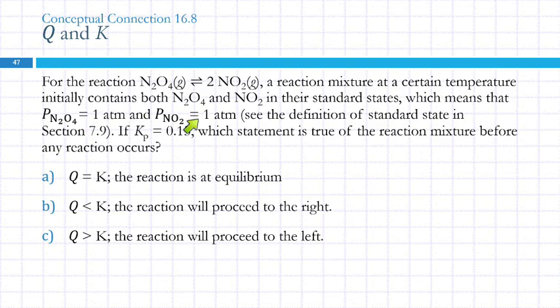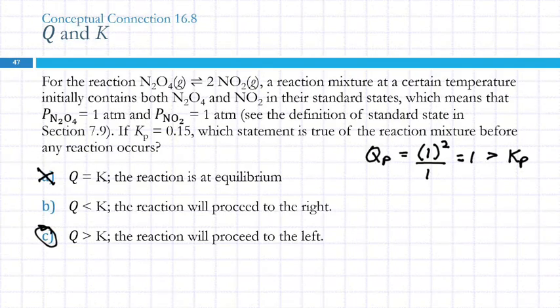So these are in their standard states, and Kp is 0.15. Does Q equal K? How would we calculate that? Well, it's NO2 squared over N2O4. They're both 1. 1 squared over 1 is 1. K is 0.15. They're not equal, right? So it's not the first choice. Is Q less than K? No, thank you. Q is greater than K.